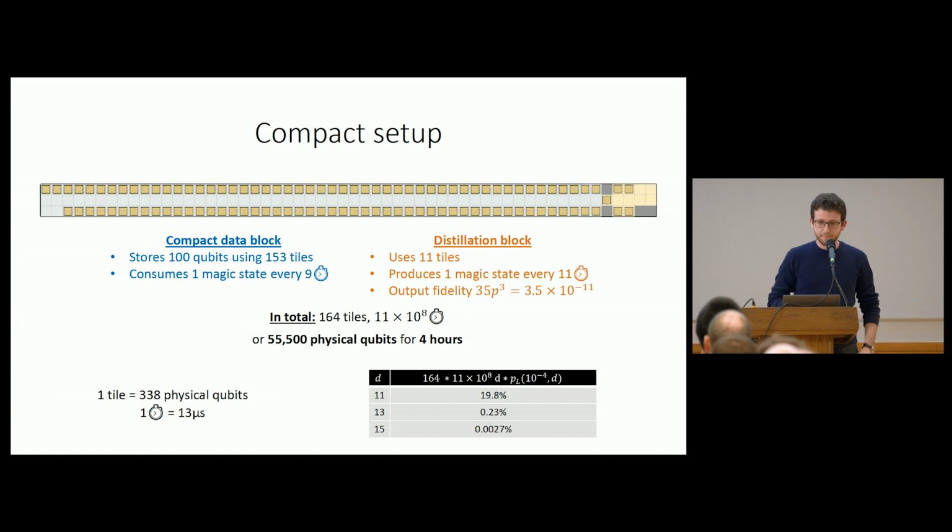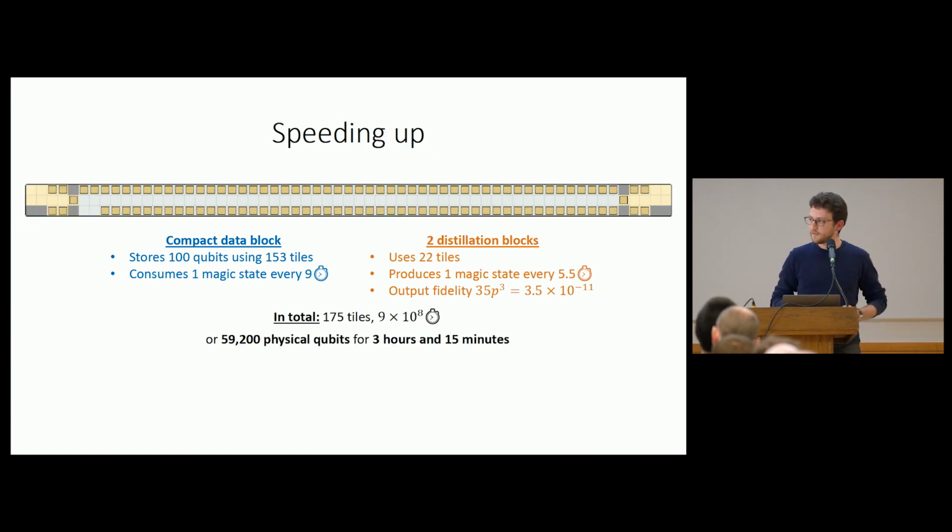If you want to speed up your computation, what you could do is just add another distillation block. Basically, now you'll be producing magic states twice as fast, 1 every 5.5 time steps. But our data block cannot keep up with that because it can only consume them 1 every 9 time steps. So this will be our bottleneck. Still, we increase our qubit count only by a bit, but our computational time drops significantly by 45 minutes.